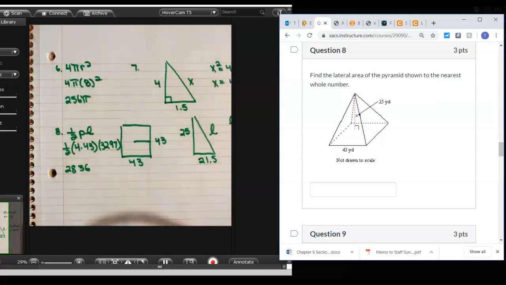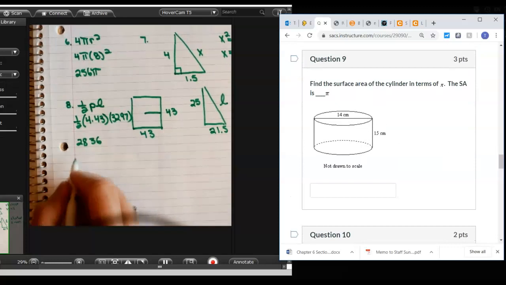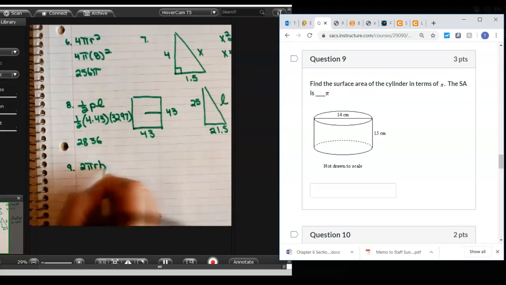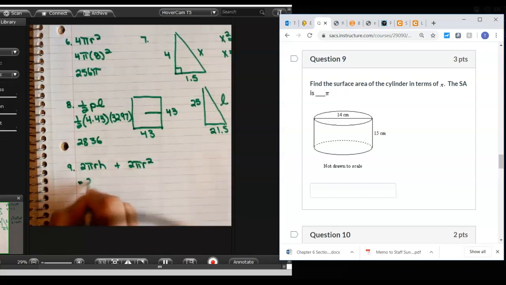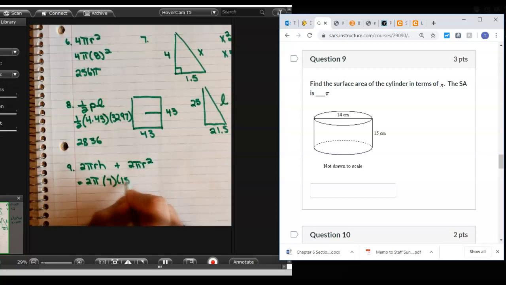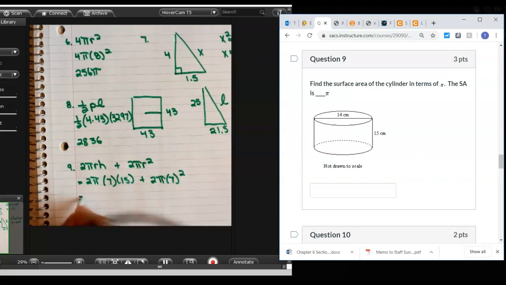Okay, moving on to question number 9. We're looking for the surface area of the cylinder. Again, I'm going to write down that formula. It is 2 pi RH plus 2 pi r squared. And in this particular problem, I believe we've been given everything. We've got a radius of 7. We have a height of 15. And again, a radius of 7, and it says leave it in terms of pi.